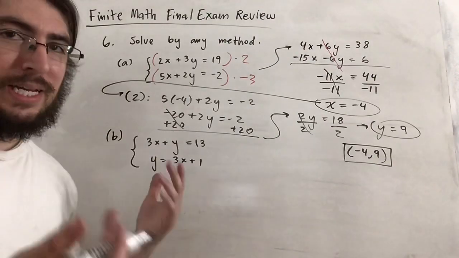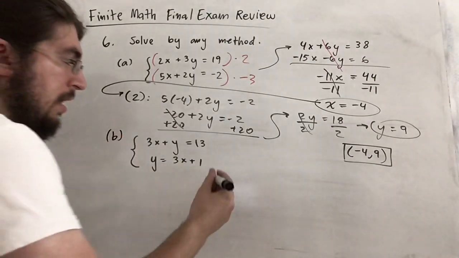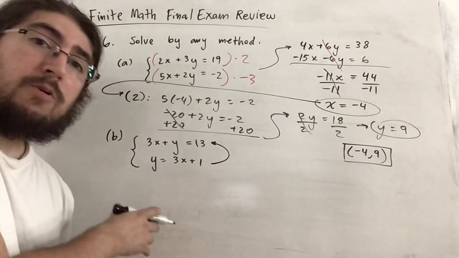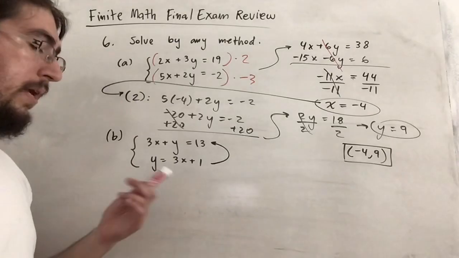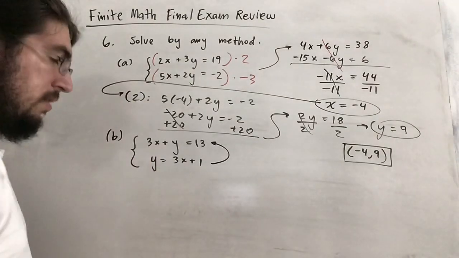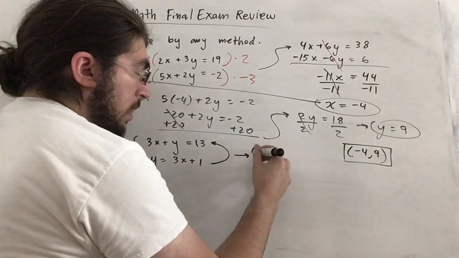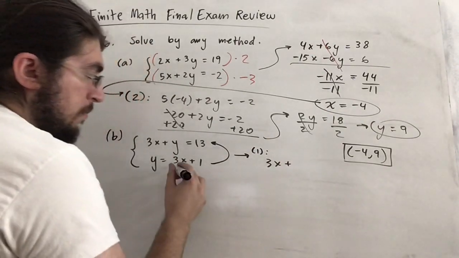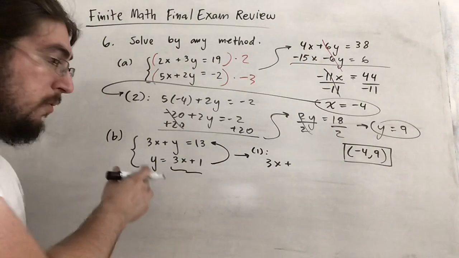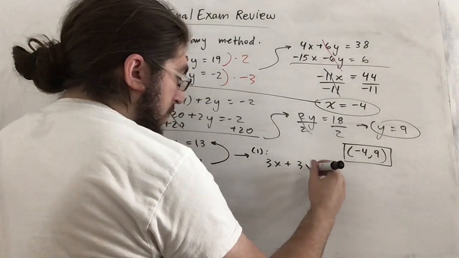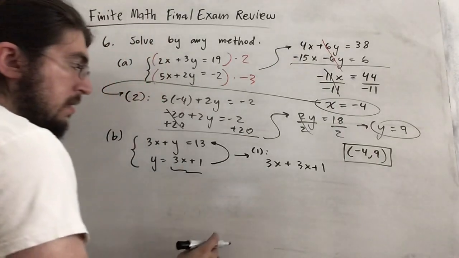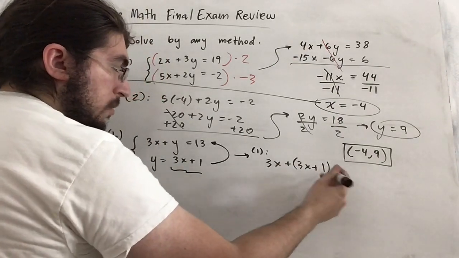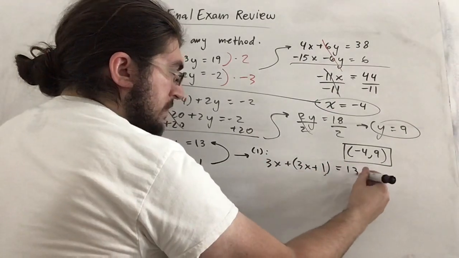But I'm not going to do that. I said it out loud, but I'm not going to do it actually. Instead, I'm going to plug this into this, because y is already isolated. In the second equation, we can substitute it in for y in the first equation. So now our equation 1 becomes 3x plus y, but y is replaced with what it's equal to from the other equation, which is 3x plus 1. Just to show that in parentheses, that's what y was replaced with, equals 13.